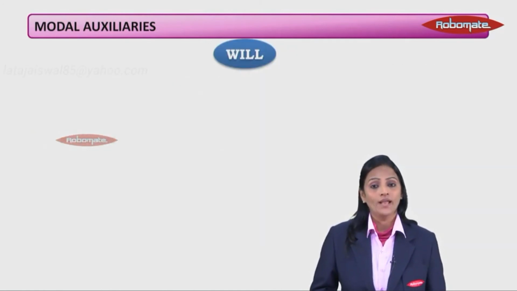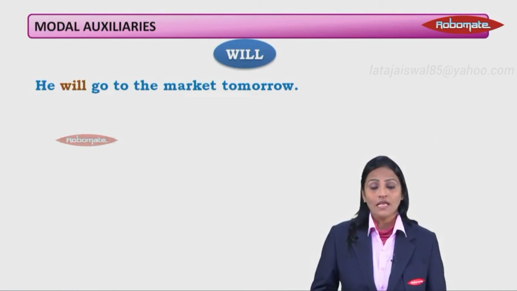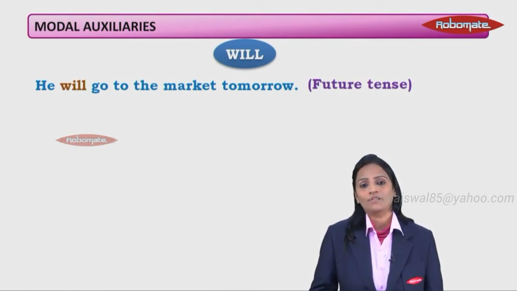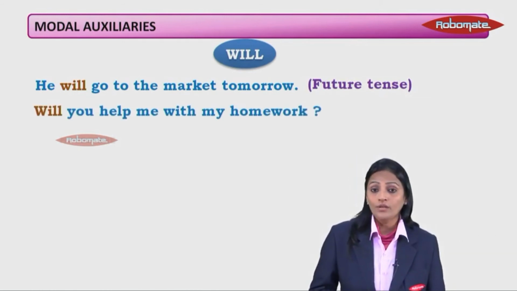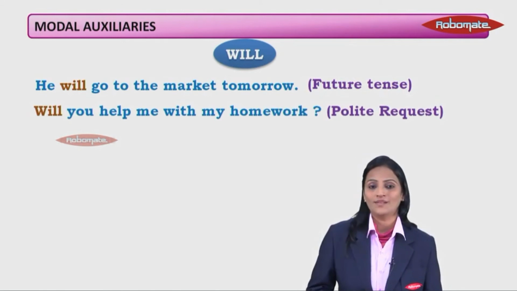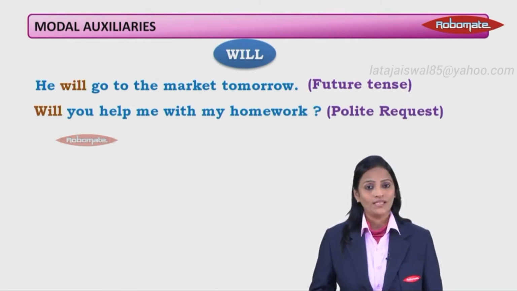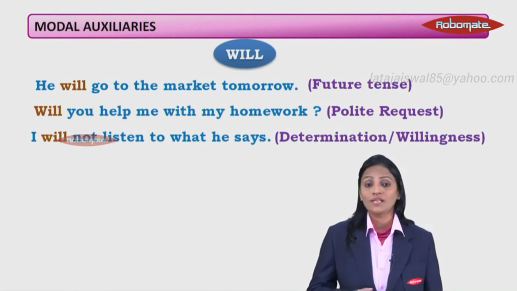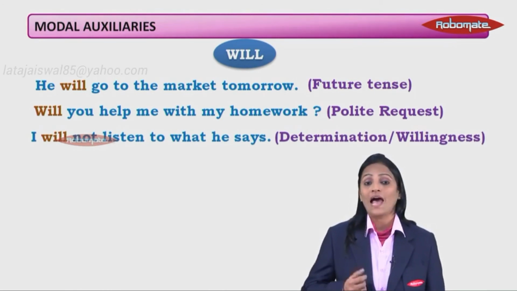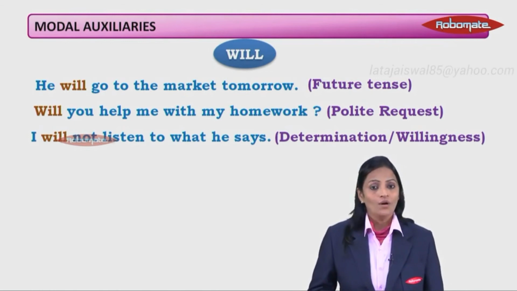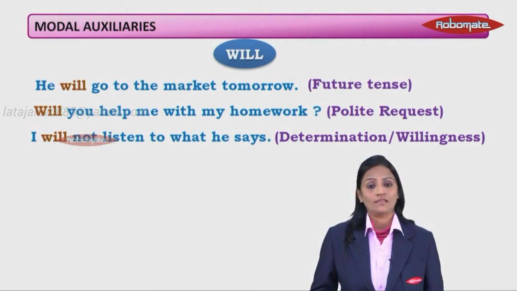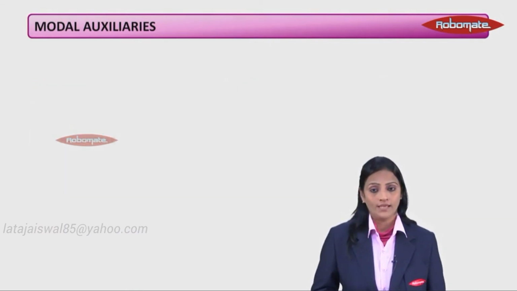Next one, will. Here too, quite a lot of functions. He will go to the market tomorrow. Simple future tense. We are talking here only about the future. But if I say, will you help me with my homework? Then it is a polite request. Students, we've already seen polite request even with could. I will not listen to what he says. Now here, this shows determination. Students, I told you that normally for a future tense with I and we use shall. But here, we are using will. So surely it shows something else besides just a simple future tense. So it is determination or willingness.